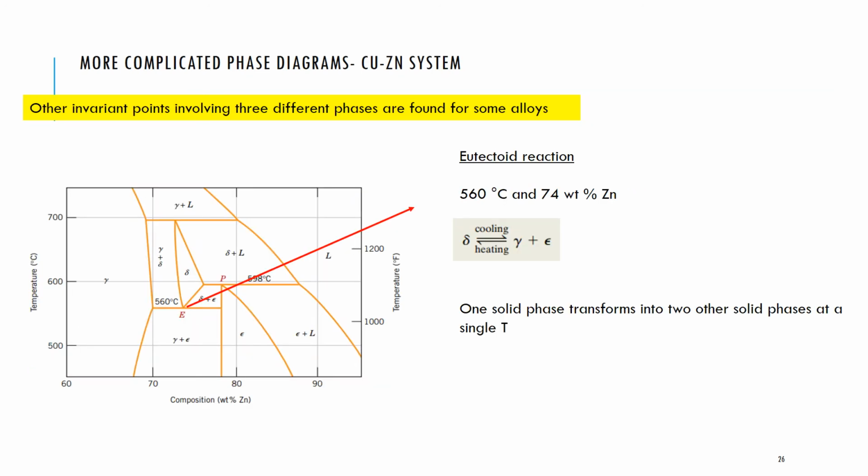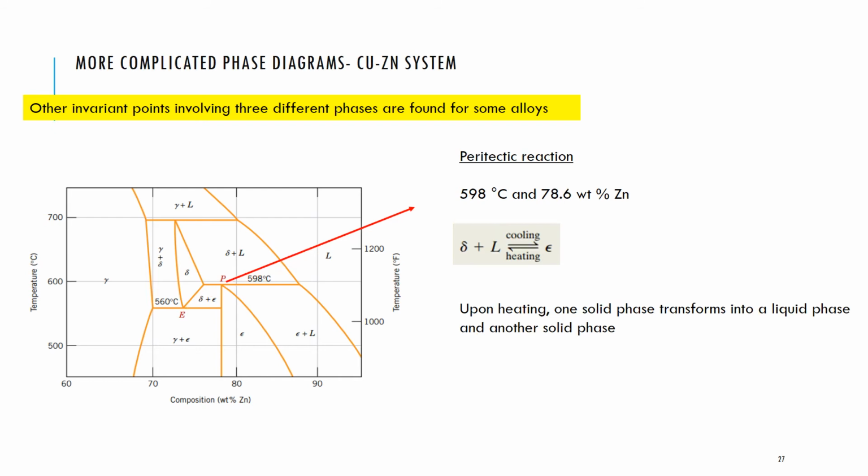You will notice some common points. There is a eutectoid invariant point, which consists of one solid phase that transforms into 2 other solid phases. There is a peritectic reaction, which is when, upon heating, one solid phase transforms into a liquid phase and one other solid phase.